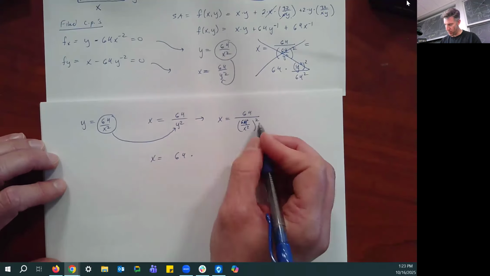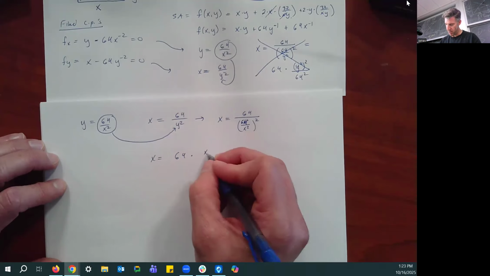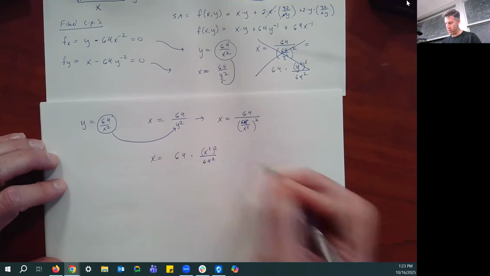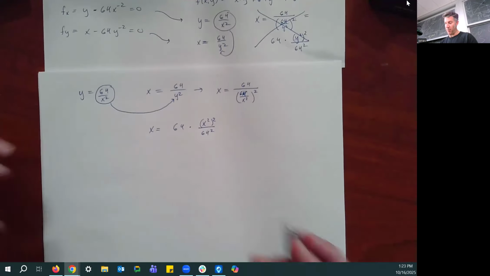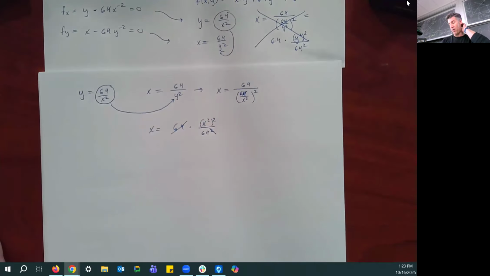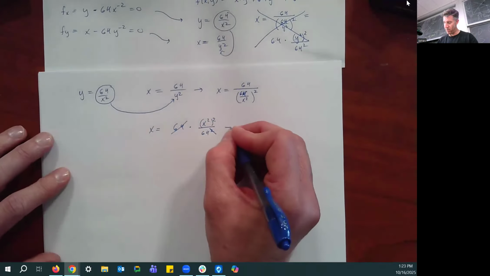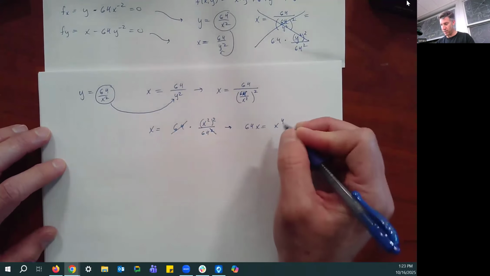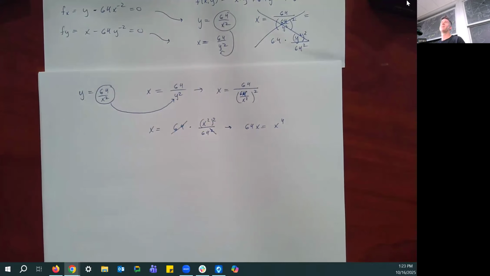Again, we're going to rewrite this as x equal to 64 times the reciprocal of that, x squared squared over 64 squared. One thing nice happens: the 64 cancels with one of those 64s. I would probably multiply both sides by 64 and say 64 times x is equal to x to the fourth. Here, even though it's probably not the best thing to do, you could get away with dividing by x.